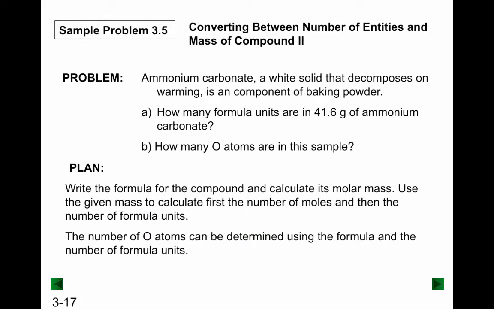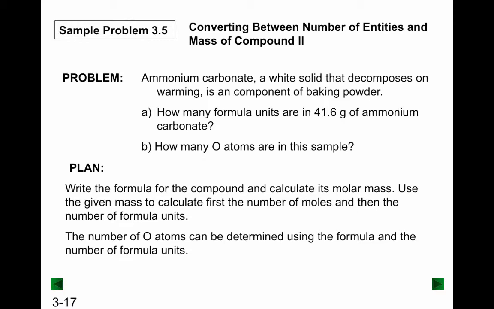Our next sample problem wants us to determine the number of formula units that are in 41.6 grams of ammonium carbonate in Part A. In Part B, we need to find the number of oxygen atoms in the sample. What is our strategy for Part A? We need to convert grams to formula units, and we know we cannot do this directly. First, we need to determine the chemical formula for ammonium carbonate and then determine its molar mass. Once we have the molar mass for the compound, we can determine the number of formula units. Then we can go on to Part B.